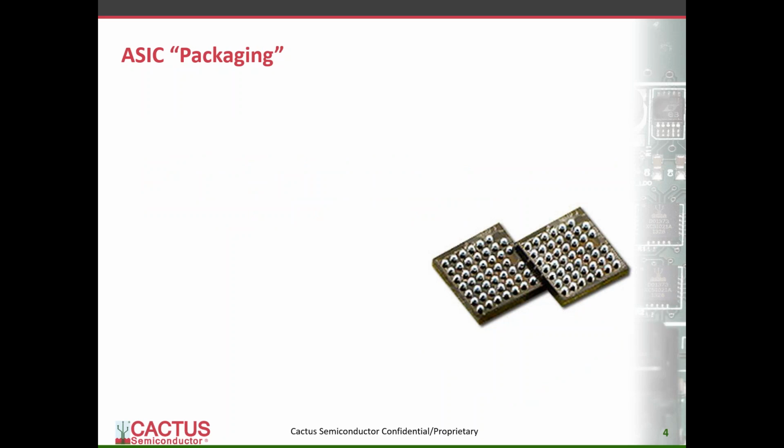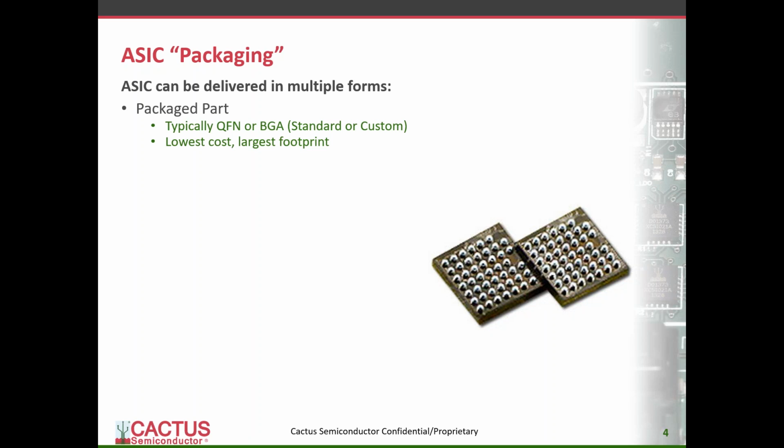So once you develop your ASIC, it's usually put in a package so that you can assemble it onto a printed circuit board or a hybrid. ASICs come in a lot of different packages, so let's talk briefly about what those are. A packaged part typically can come in something called a QFN or BGA. Quad flat no lead is QFN, or a ball grid array. These are fairly standard and low cost. The ball grid array in particular offers a significant number of pins, higher pin density or interconnect to your printed circuit board.